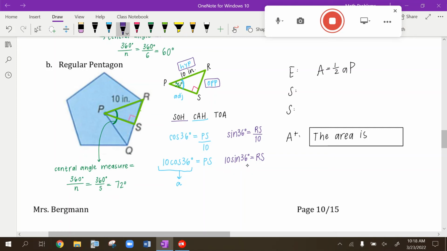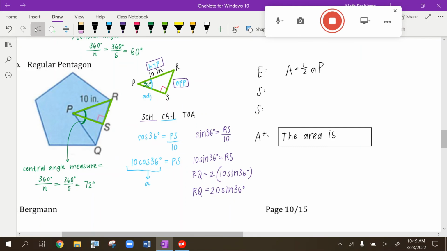I know that RS is 10 sine of 36 degrees. So from here to here, I know this is 10 sine of 36 degrees. Remember, RS is half of RQ. So if I took RS and multiplied by 2, I would have 2 times 10 sine of 36 degrees. Or in other words, I get 20 sine of 36 degrees is the length of every side. Now that will help me find the perimeter.